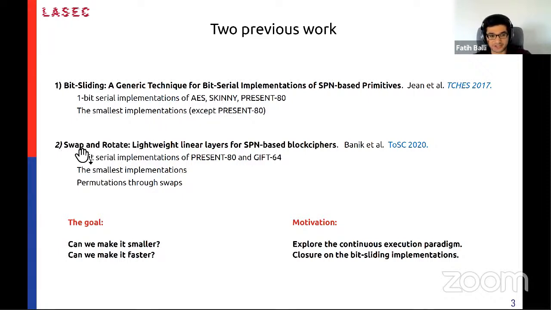The second related work is from Banik et al. from FSE 2020, where in the same fashion, the authors implemented PRESENT-80 and GIFT-64, again in a 1-bit serial fashion. The particular challenge here comes from the permutation layers of these block ciphers, because they are defined at a 1-bit granularity, which makes them quite hard and difficult to implement through a pipelined architecture. Following in the footsteps of this work, we look again at 1-bit serial implementations, but our idea is to combine the area metric with the latency as well as the energy metrics at the same time.